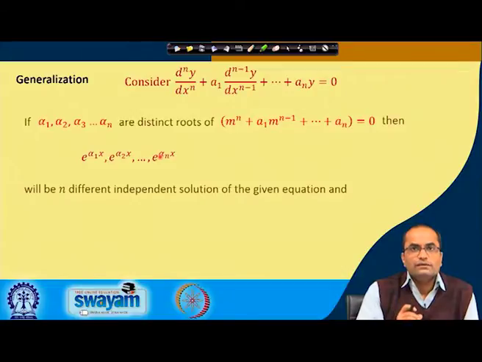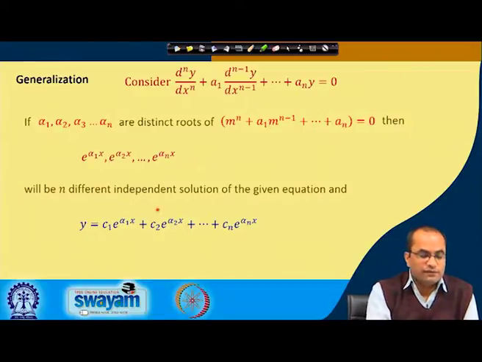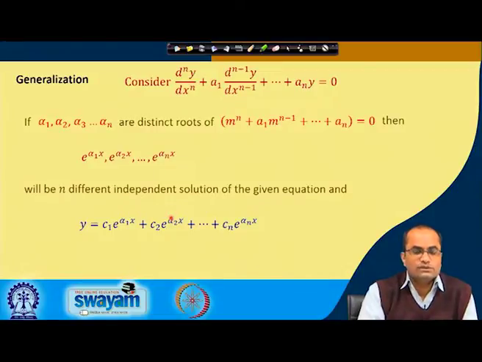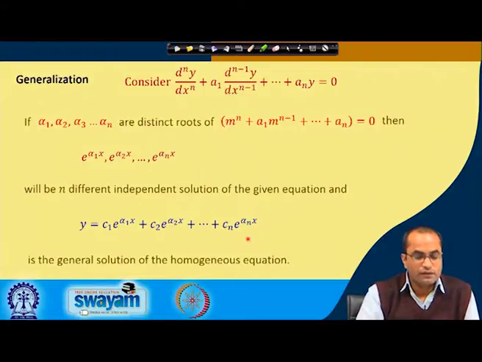These are the n different independent solutions of the given differential equation, and when we write them as a linear combination, meaning y is equal to c 1 e power alpha 1 x, c 2 e power alpha 2 x and so on, this will be the general solution of the given homogeneous equation. So, that is the generalization when we have distinct roots.